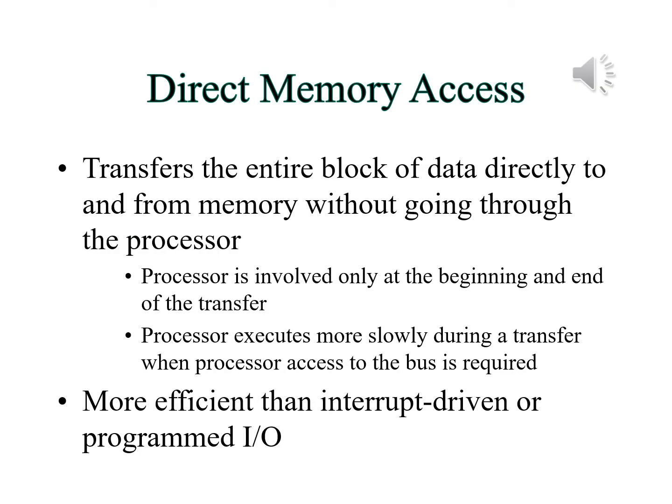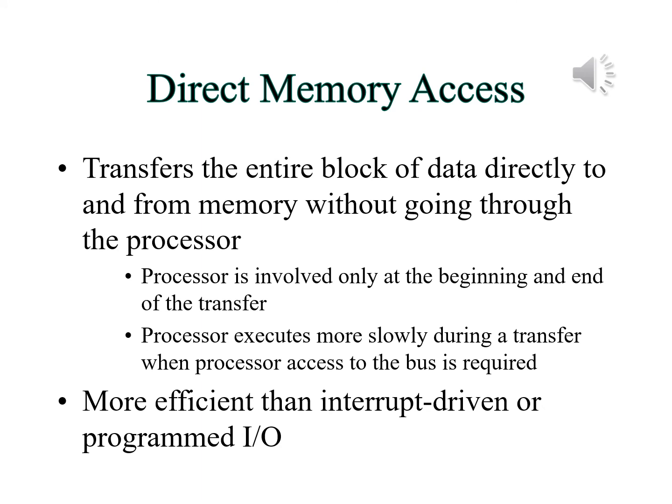The processor then continues with other work. It has delegated this I/O operation to the DMA module, and that module will take care of it. The DMA module transfers the entire block of data, one word at a time, directly to or from memory without going through the processor. When the transfer is complete, the DMA module sends an interrupt signal to the processor. Thus, the processor is involved only at the beginning and end of the transfer.